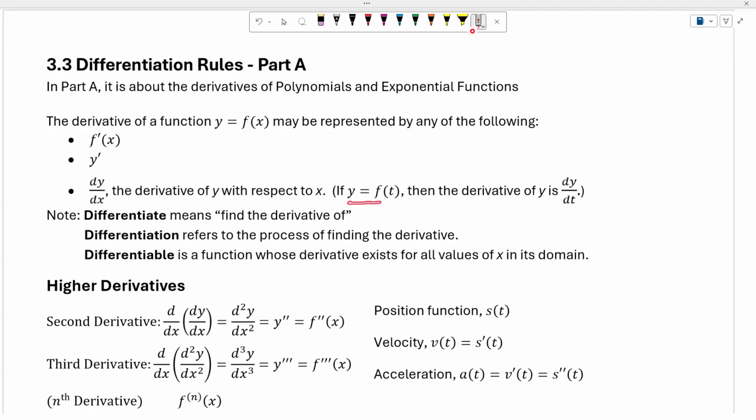So if we have y equal to f of t, then in this case, the derivative of y is dy/dt. Okay, so some vocabulary here. Differentiate means find the derivative of. Differentiation refers to the process of finding the derivative. And differentiable is a function whose derivative exists for all values of x in its domain.